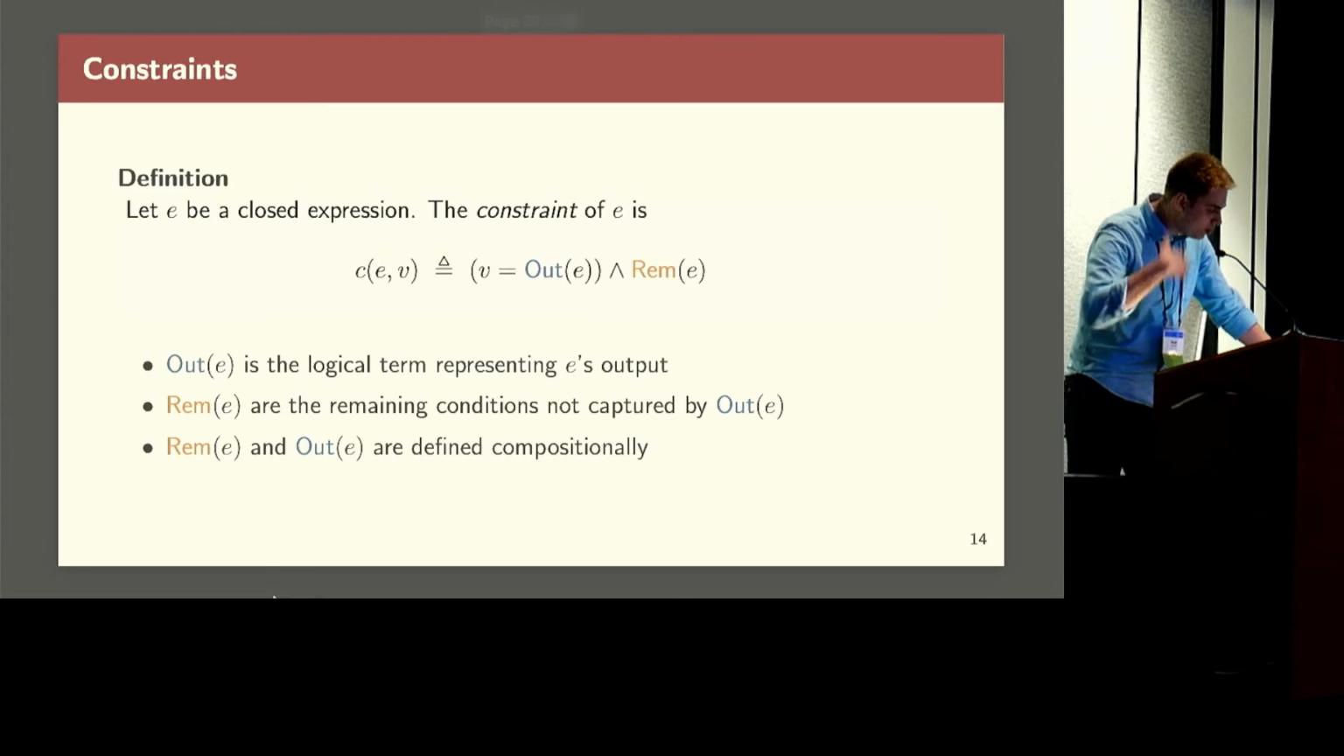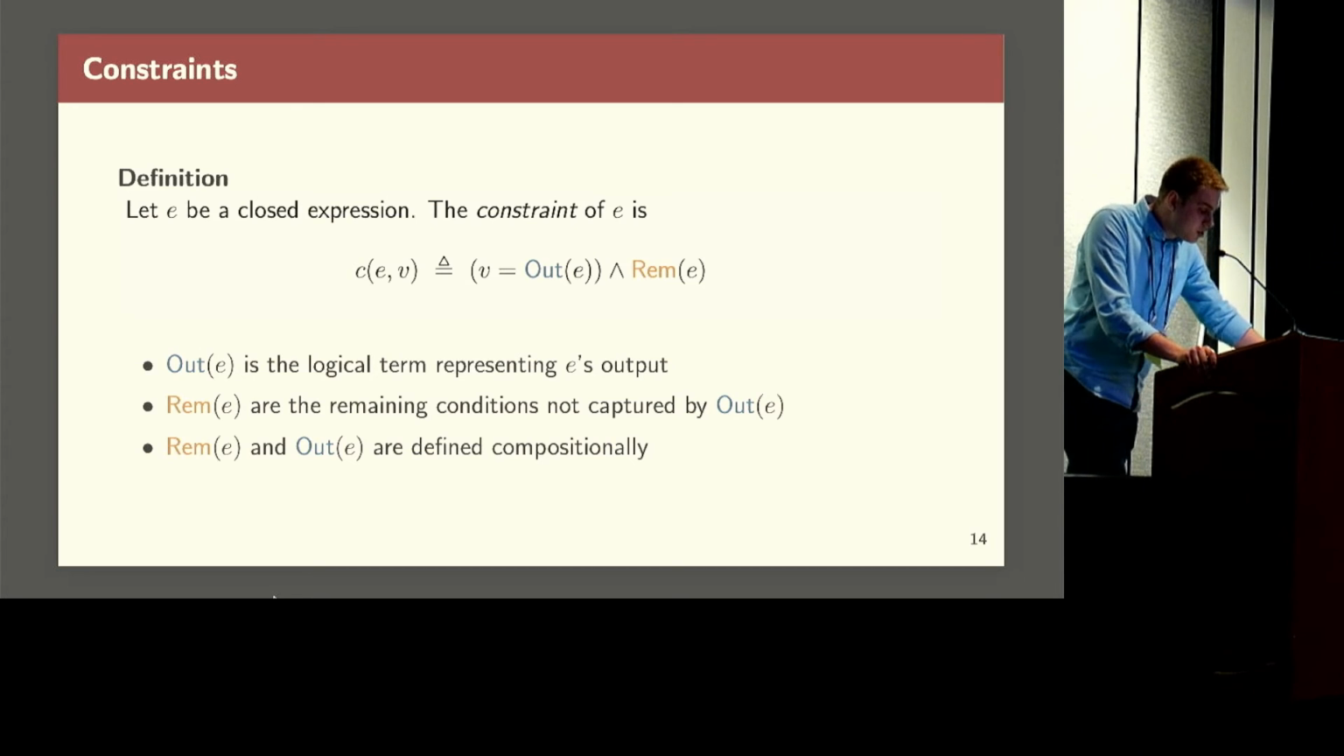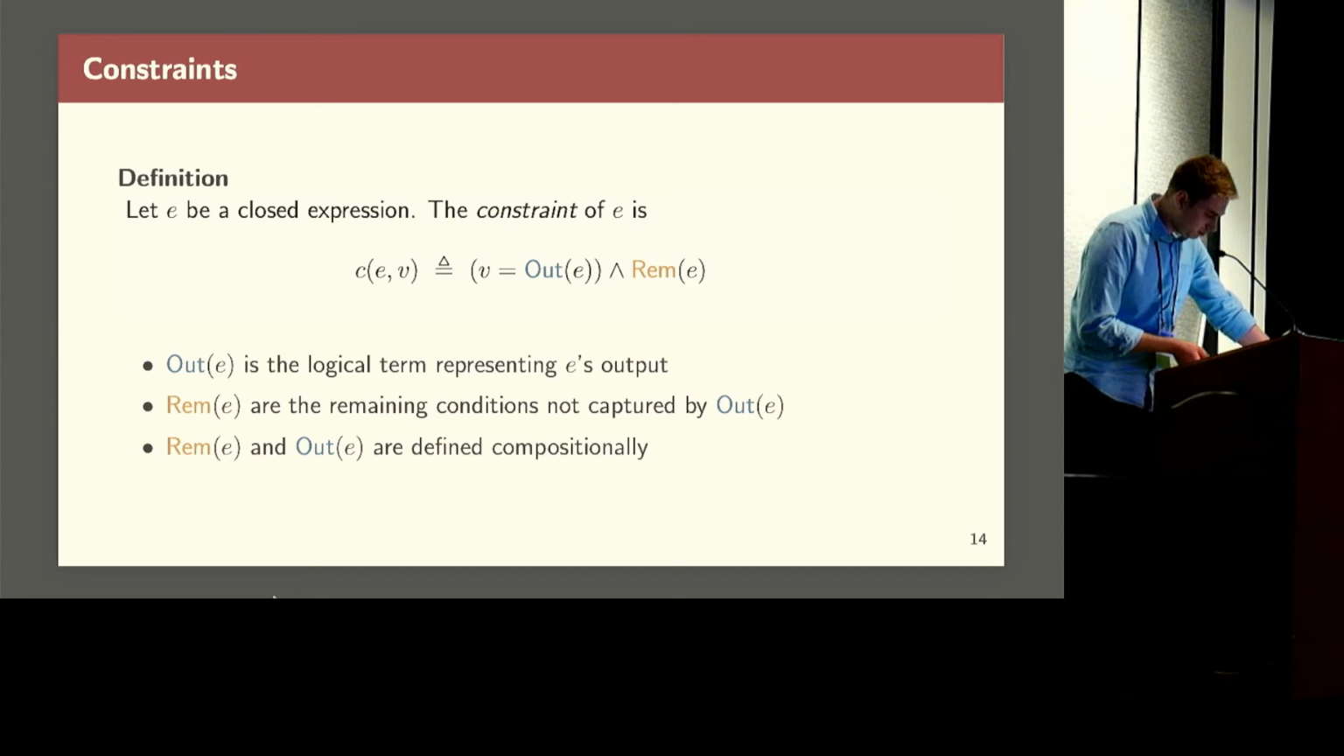Intuitively, a constraint captures the possible outputs of a protocol. To give a definition, suppose that E is a closed expression. Then the constraint is this conjunction of equating V to a term out of E, as well as rem of E. Now, out of E is a logical term that represents what E's output is, which is why we equate a value to it. And then rem of E consists of the remaining conditions that out of E does not capture.